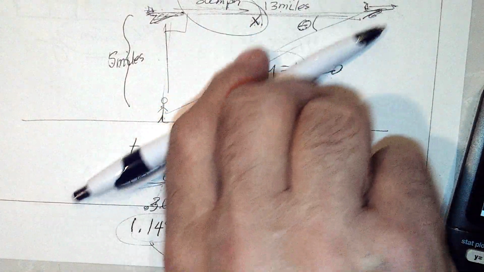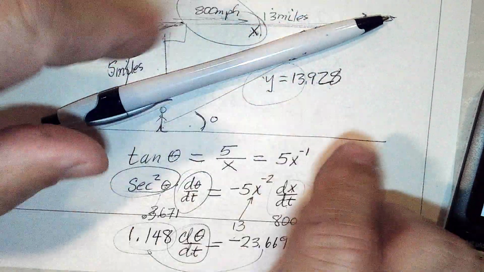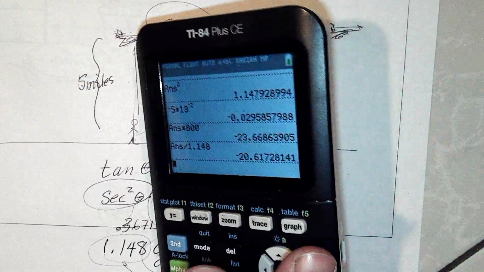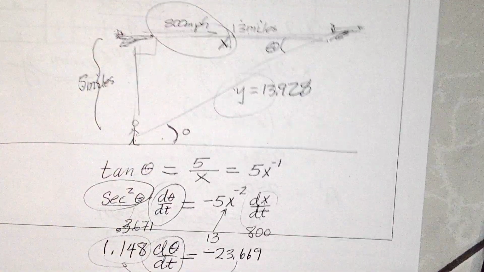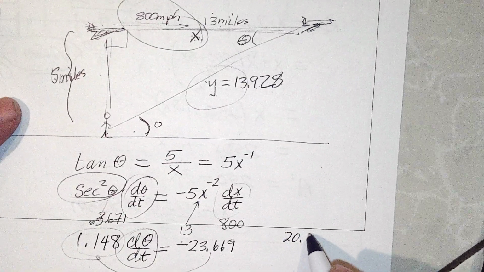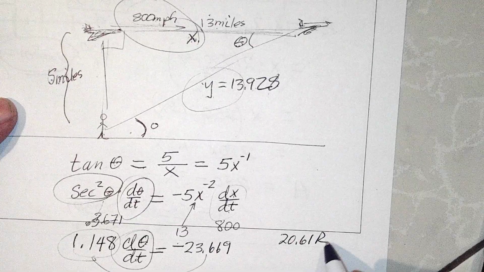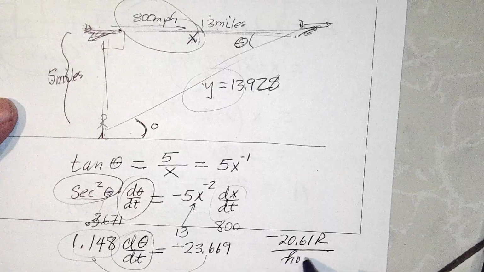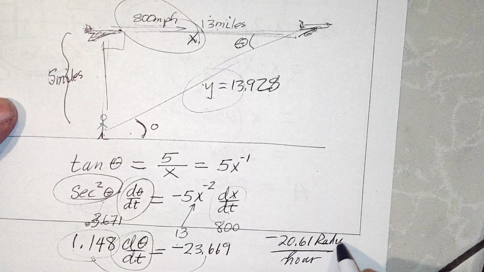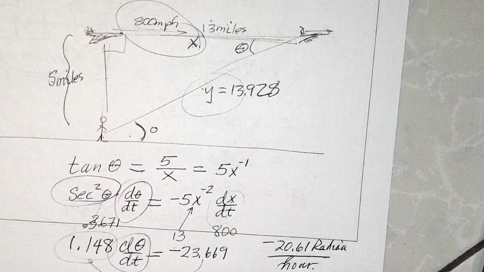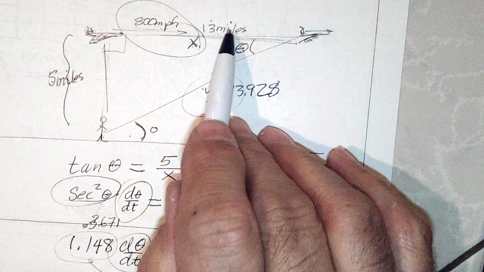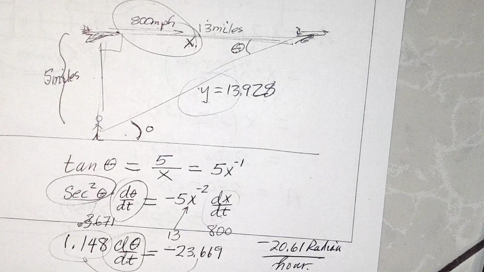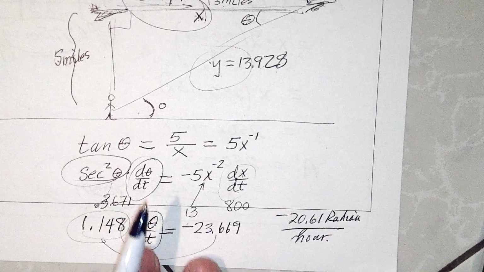So this angle is getting smaller. This angle is getting smaller at a rate of 20.61 radians per hour. Because this was in miles per hour, the speed. Tricky one. Okay.